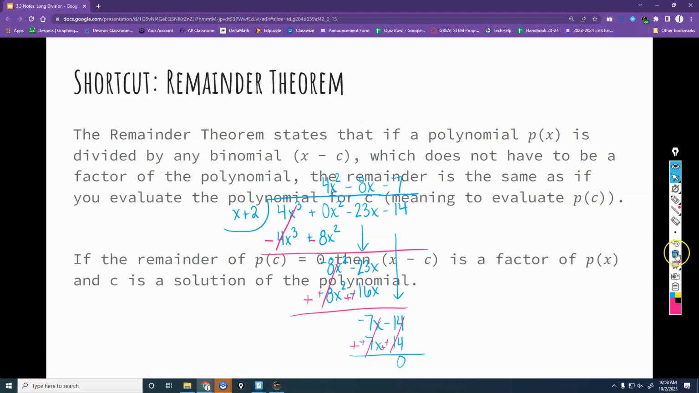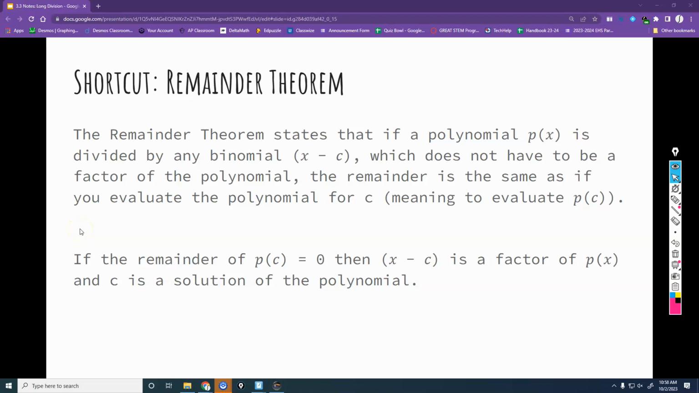We're going to go to the remainder theorem, okay? Now, if you've been like, oh, Miss Hyatt, this is terrible, I can't do this, listen to the remainder theorem, because it is a shortcut that makes it easier to answer lots of types of problems. The remainder theorem states that if a polynomial is divided by any binomial, x minus c, which does not have to be a factor of the polynomial, the remainder is the same as if you evaluate the polynomial for c, meaning that you plug in c, okay?